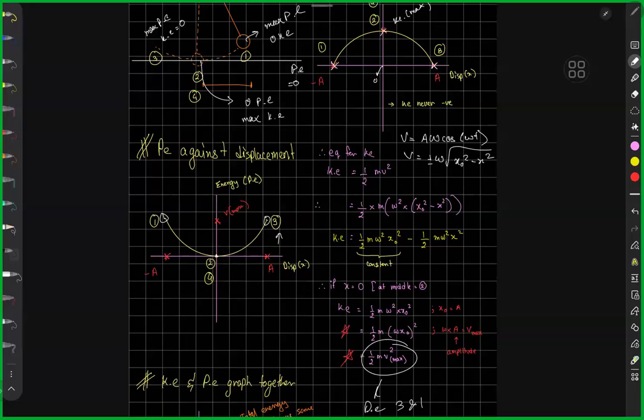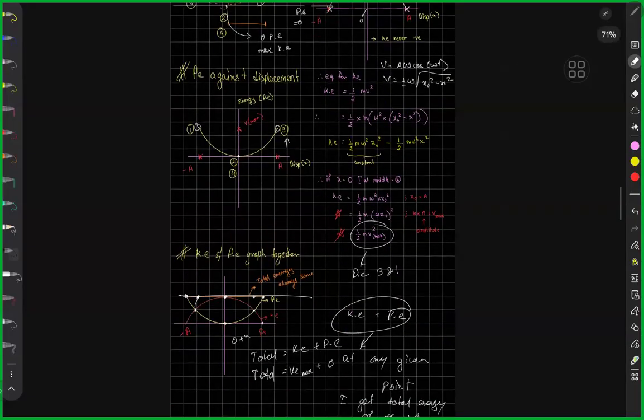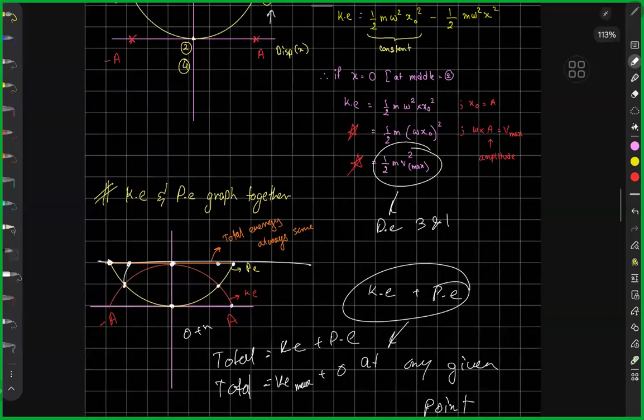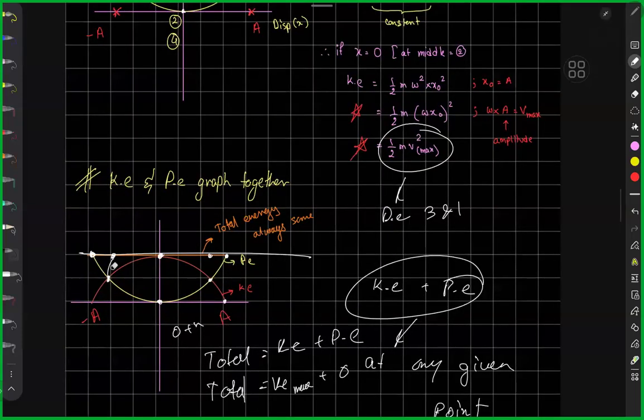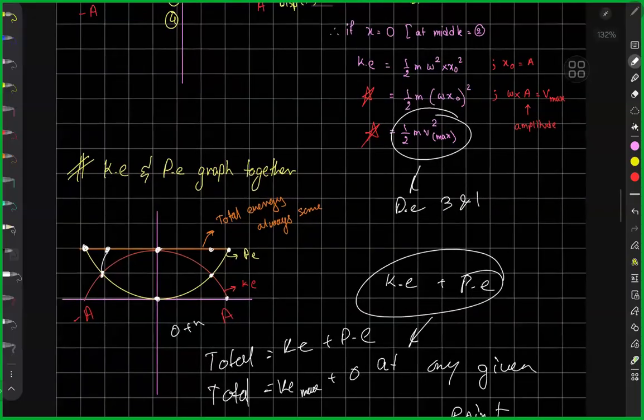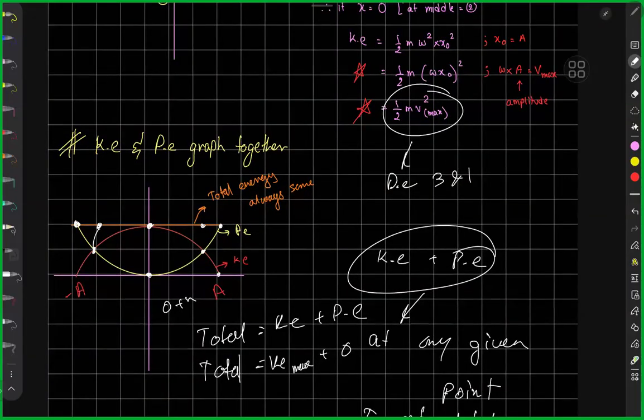So now what happens if I combine these two graphs? Look at this. I have combined the kinetic and potential energy graph, and what I see is a bit of a total energy line. What does that mean? Basically, when my displacement is at negative max displacement, or negative amplitude, at this position, your kinetic energy is 0 because it momentarily stops, and potential energy is max.